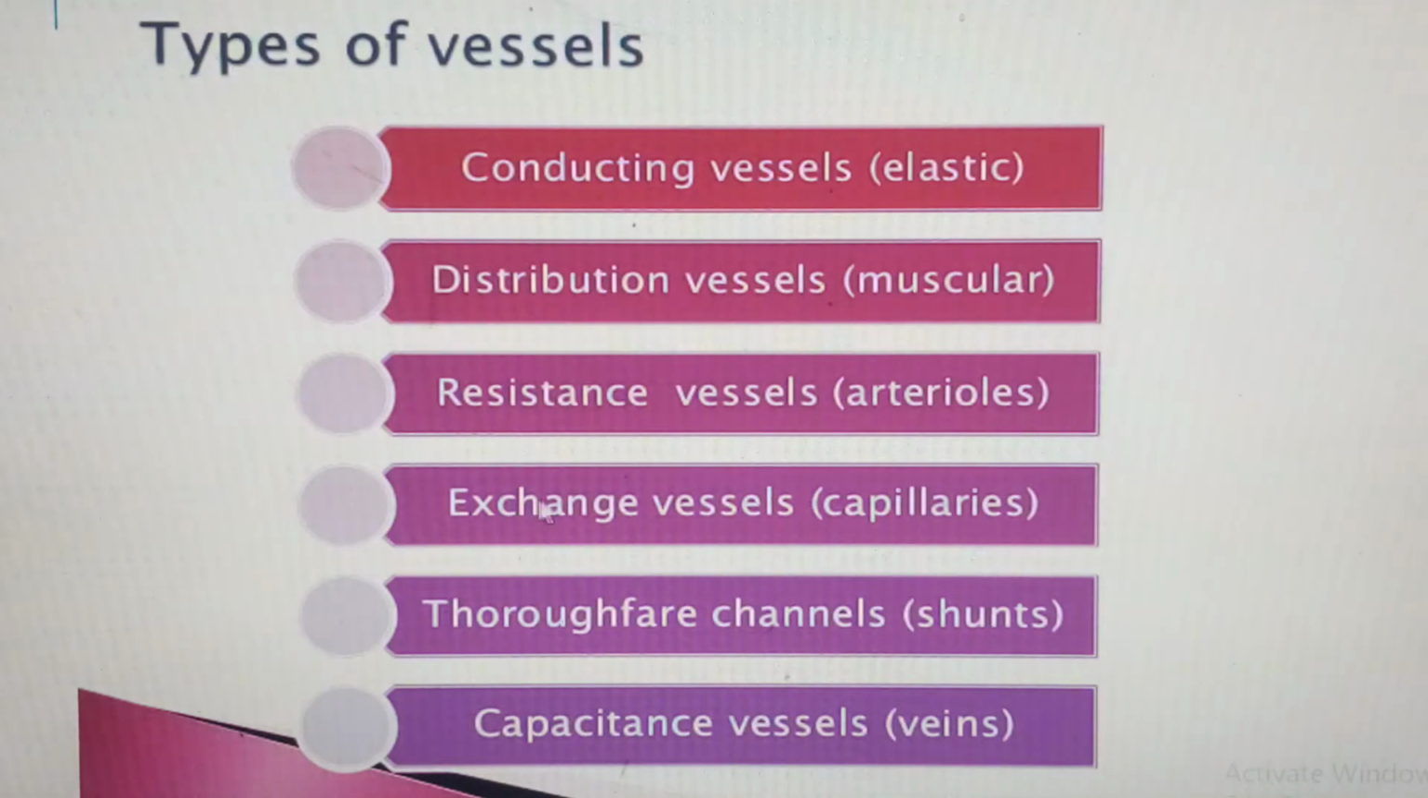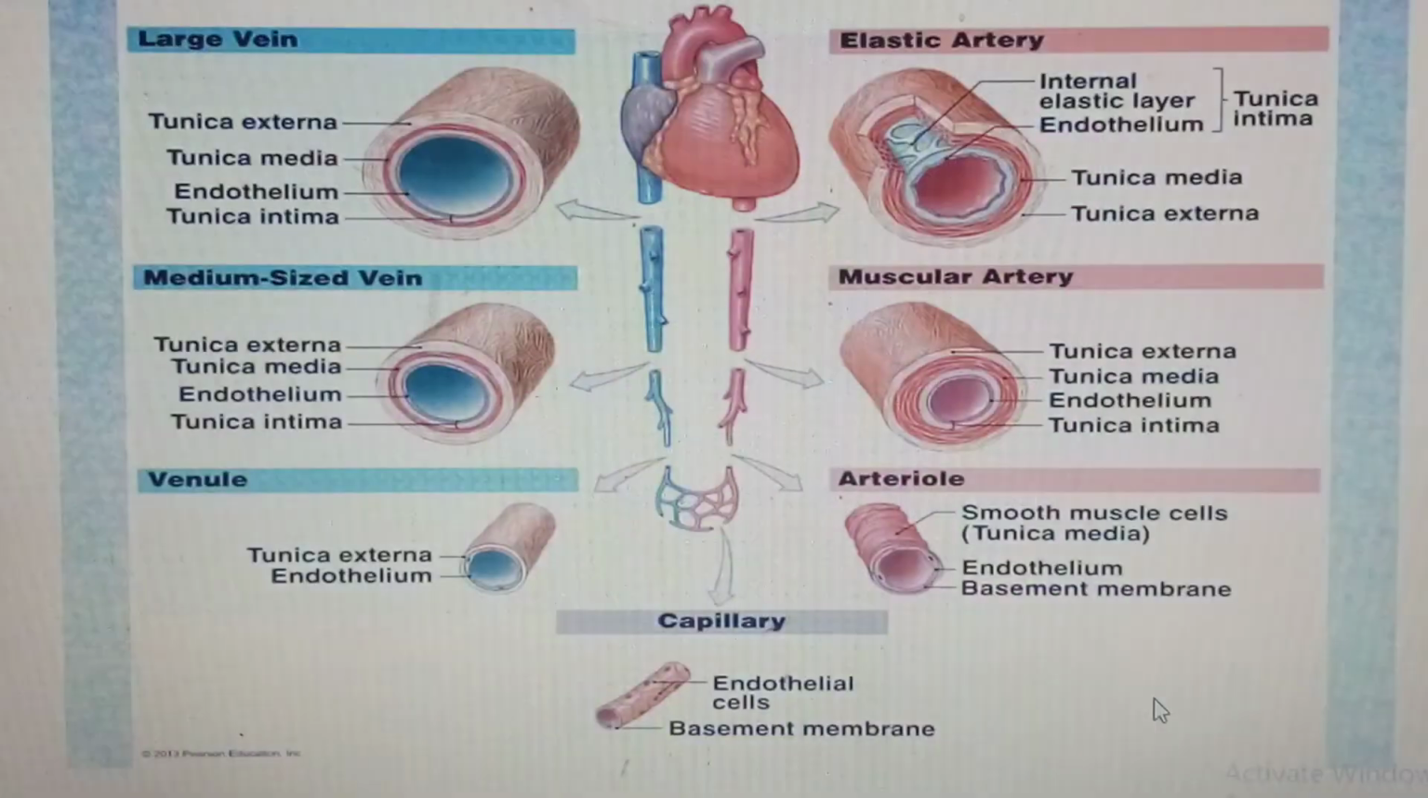Then the thoroughfare channels, representing the shunts, will be the meta-arterioles. Then the exchange vessels, at the level where there will be exchange of materials between the cells and the blood, are the capillaries. Then, for capacitance vessels, capacitance having to do with storing, these will be the veins. So this is what we've been talking about.